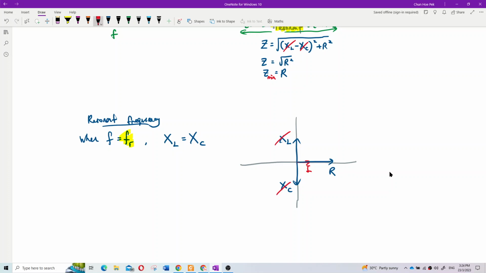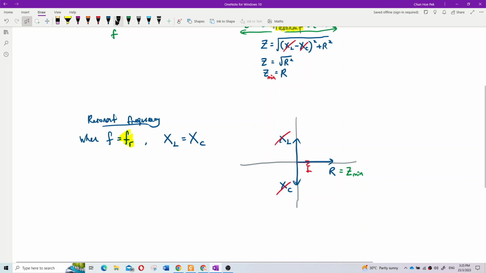Okay, so they cancel each other totally. So we are just left with R. So the R becomes the Z, which is at the minimum. Okay, so now continue recording. So Z is at the minimum when resonant frequency. So this is the graph. Okay, XL equal to XC.